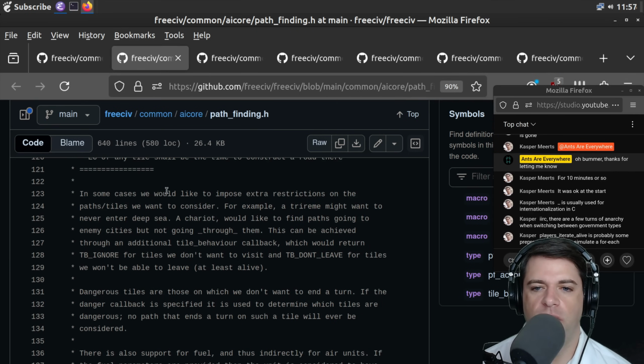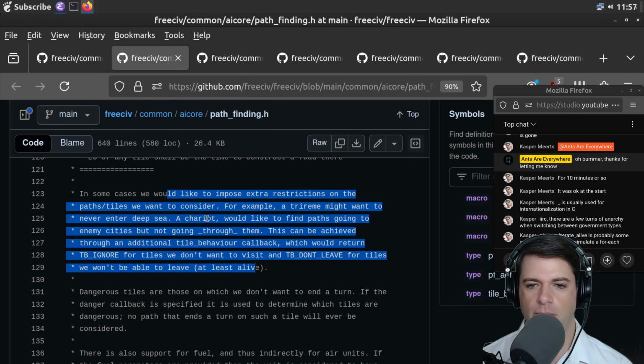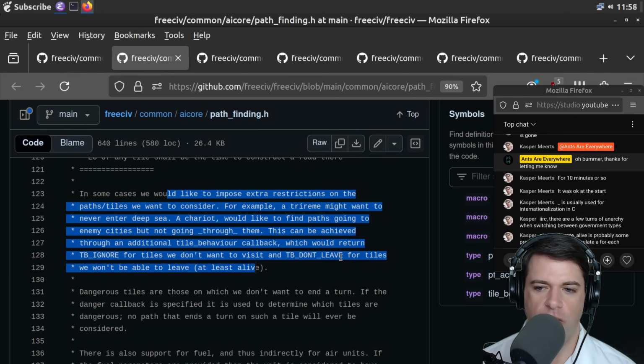In some cases, we would like to impose extra restrictions on the paths we want to consider. For example, a trireme might want to never enter a deep sea. A chariot would like to find paths going to enemy cities, but not going through them. This can be achieved through an additional tile behavior callback, which would return TB ignore for tiles that we don't want to visit, or TB don't leave for tiles that we wouldn't be able to leave, at least alive.